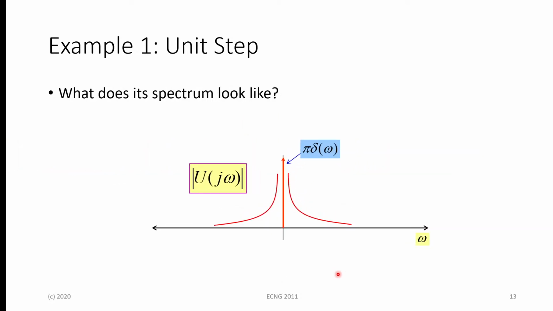Right. So basically, if we plot that Uj omega here, we took the magnitude of it and we plotted the spectrum, we basically see we get some asymptote values here as such. And the pi delta omega value would just basically be a straight impulse here for the omega value.